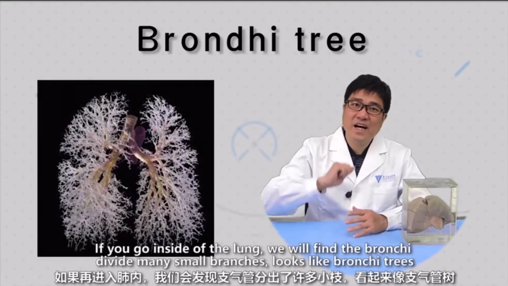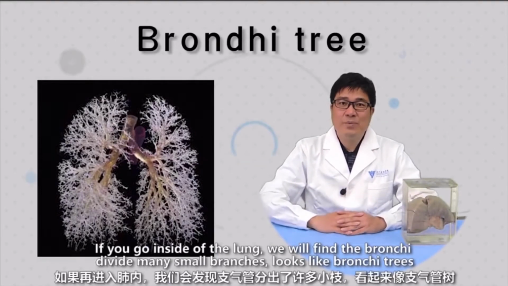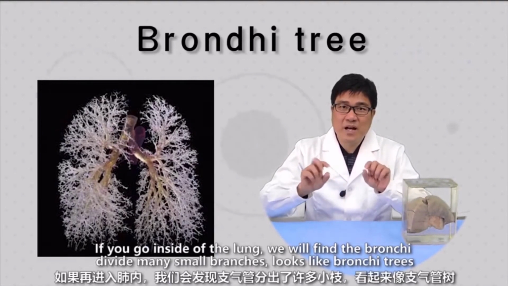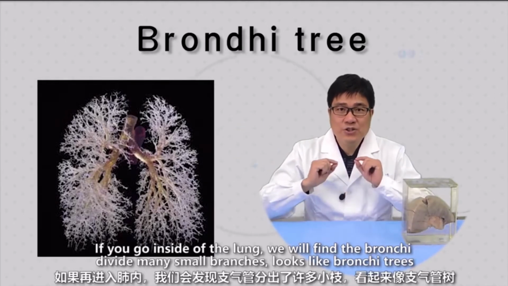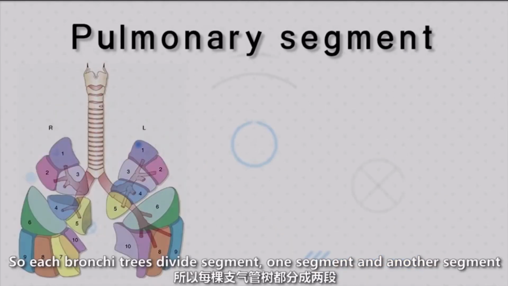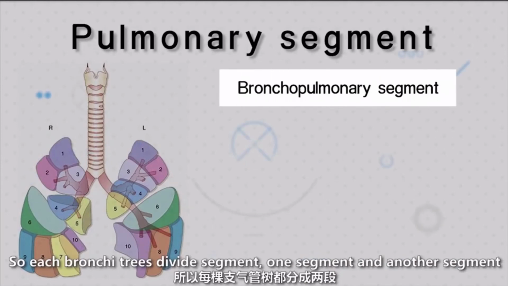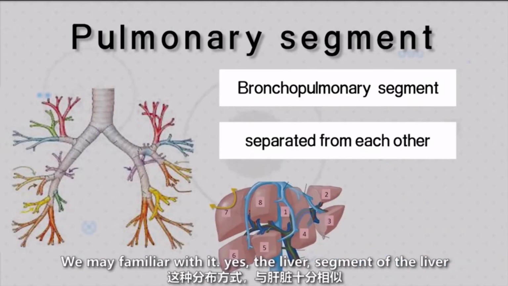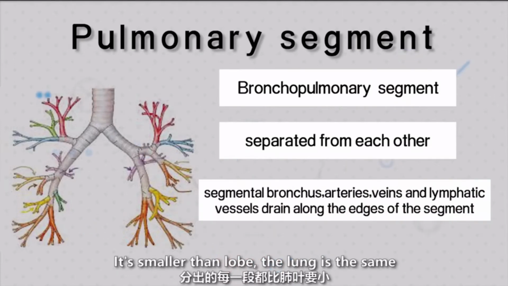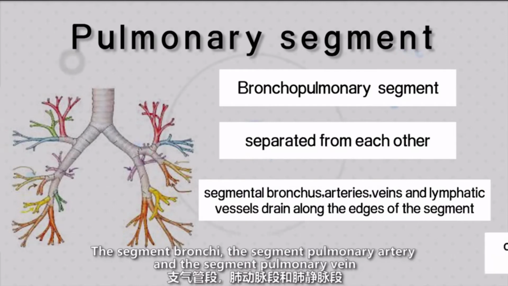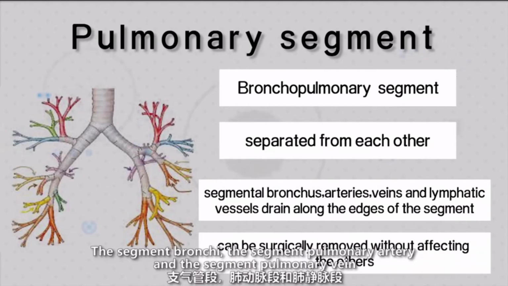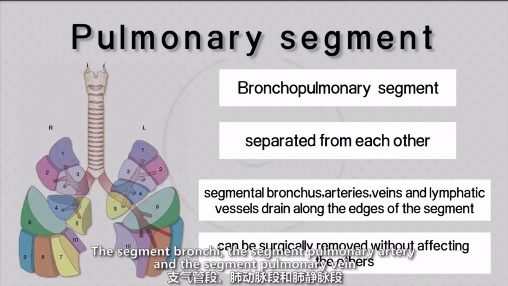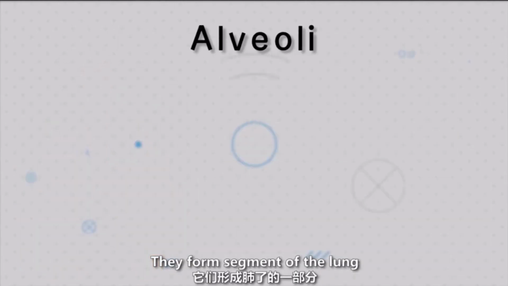If you go inside the lung, we find the bronchi divide into many small branches, looking like a bronchial tree. Each branch supplies a segment, one segment and another segment. We are familiar with this from the liver segments, which are smaller than lobes. The lung is the same: segmental bronchus, segmental pulmonary artery, and segmental pulmonary vein form the segment of the lung.